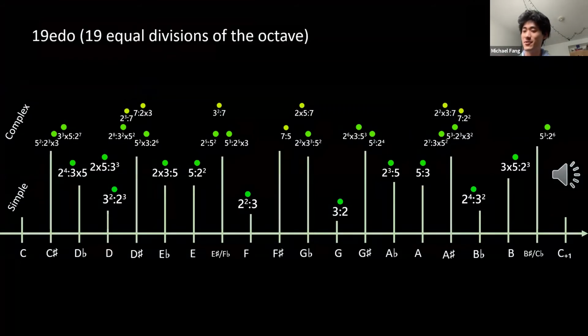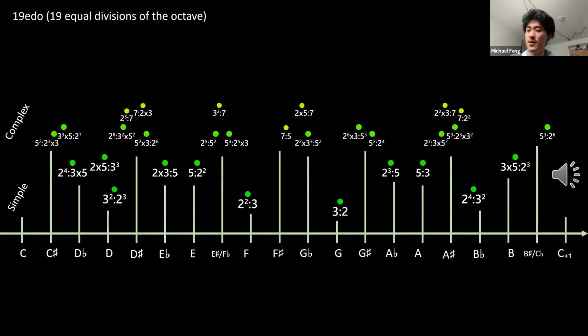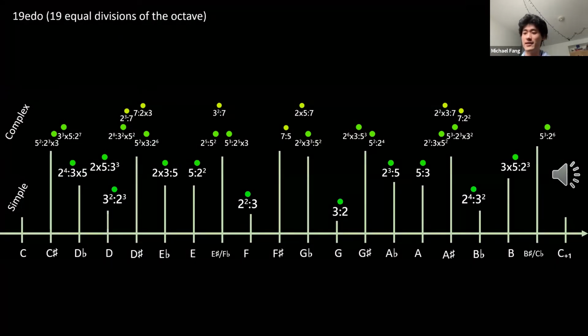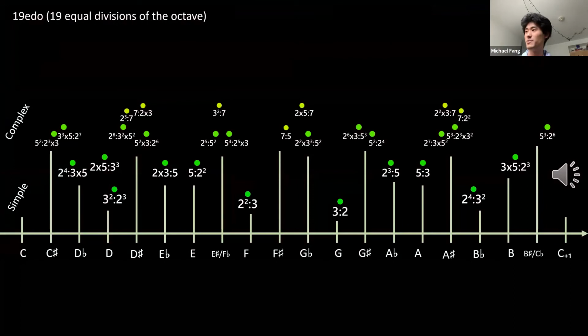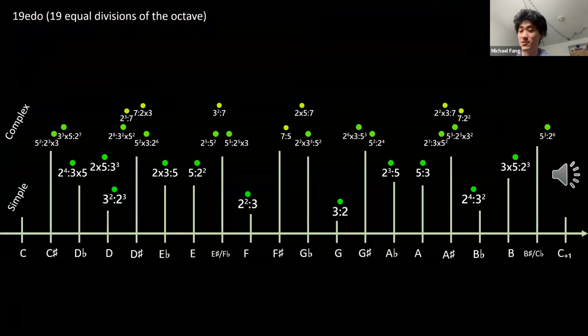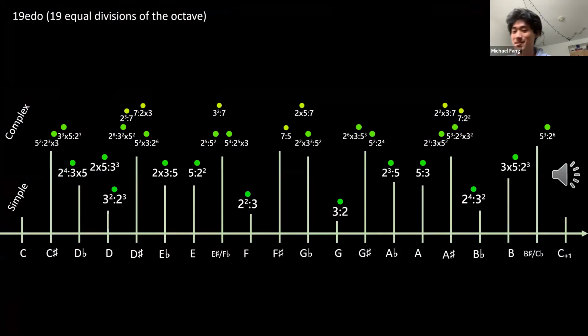This is where 19 EDO comes in. 19 EDO just means 19 equal divisions of the octave. And it gives us a lot more things to play with. So in this new system, most sharp and flat notes are no longer the same. For example, A sharp and B flat are 2 separate notes, and E sharp is not the same as F.